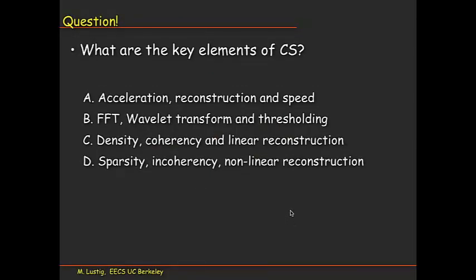Okay, so here's a question. What are the key elements of compressed sensing? A, acceleration, reconstruction, and speed. B, FFT, wavelet transform, and thresholding. C, density, coherency, and linear reconstruction. Or D, sparsity, incoherency, and nonlinear reconstruction. And A, B, C, D correspond to 1, 2, 3, 4. And I'm sure you can deal with that. Okay, so the answer is 4, according to you, sparsity, incoherency, and nonlinear reconstruction. But we'll see at the end because I'm going to repeat the question, and I hope to get a much more fine distribution.